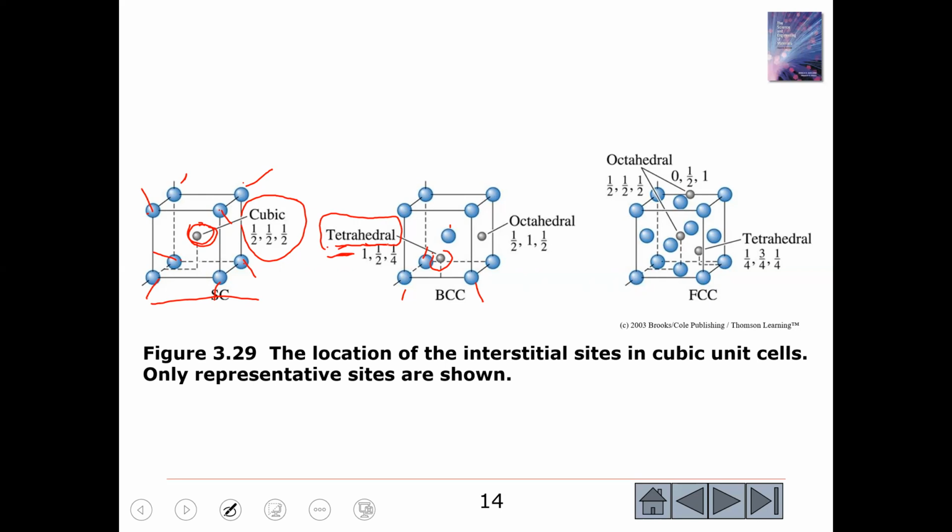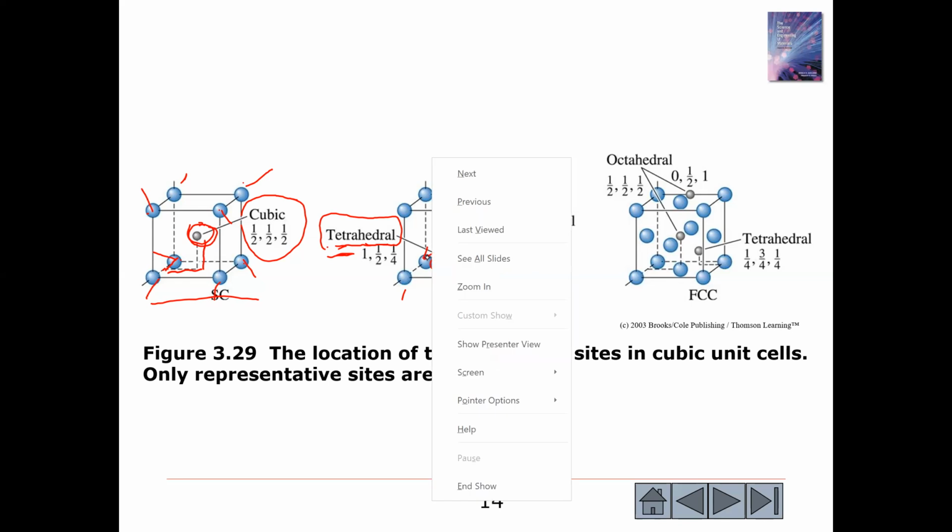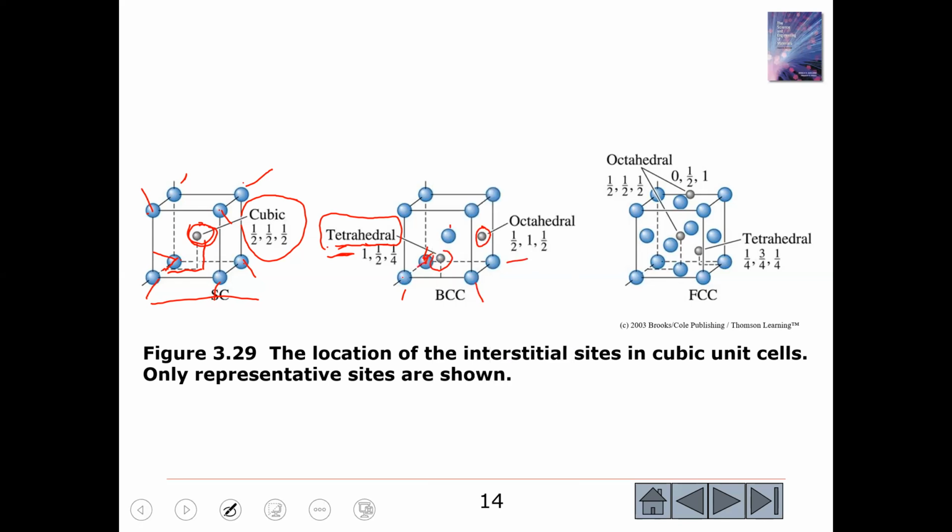If you look at this site, which is half, what side is this? This is half in the x-axis. You have to come half in x-axis, then half in y-axis, and half in z-axis. If you look at this side, if this is your 0, this atom is your 0, so you have to come one lattice parameter in x-axis, half in y, and 1/4 in z-axis. So you will reach this site.